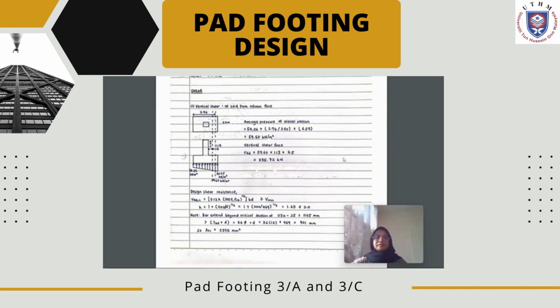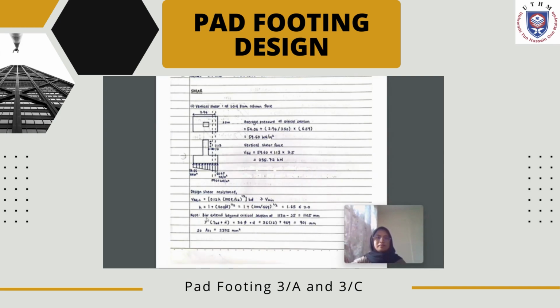Next, we will estimate the shear. There are 3 steps in this part, which is the first is the vertical shear at 1.0 d from column face. First, we need to find the average pressure at the critical section, and then calculate the vertical shear force, and then we will design the shear resistance using this formula.